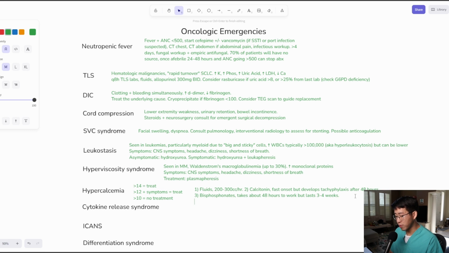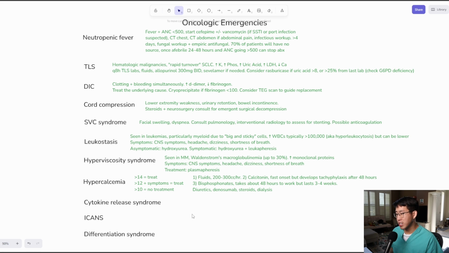Those are your 3 main treatments, but of course we have a whole variety of other ones. So diuretics, denosumab. If you have an AKI, denosumab can be used in renal insufficiency, whereas bisphosphonates can't. Also steroids if they have granulomatous disease that's causing this, as well as dialysis if it's super severe.